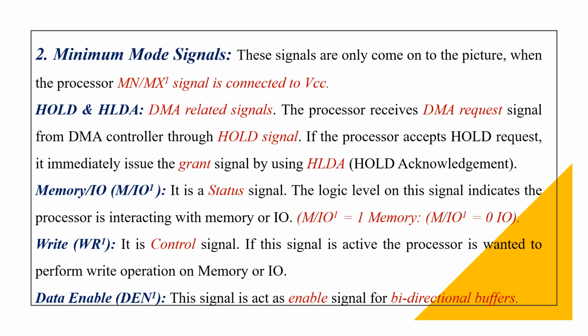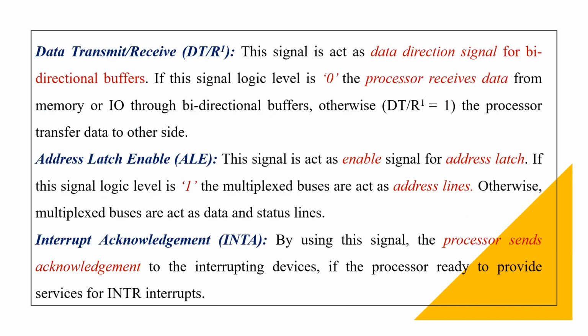So this is the information regarding our data enable signal. The next one is the data transmit/receive bar signal, DT/R bar. This is a signal which acts as a data direction signal for bidirectional buffers. Your data bus is connected to these bidirectional buffers. For enabling of these bidirectional buffers, we are using DEN bar. For defining the direction of data flow, we are using DT/R bar.